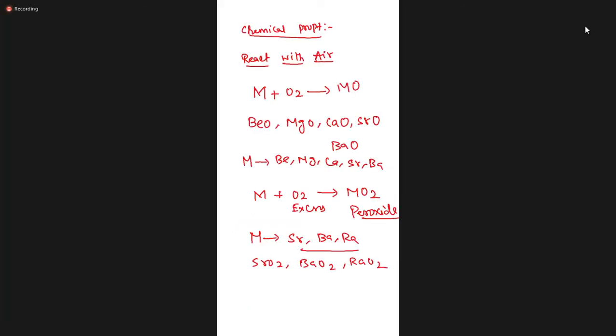What is the basic nature of oxides? Definitely they can ask. Basic nature of oxide increases down the group. BeO is less basic than BaO. BeO is amphoteric oxide. Please note this point. And one more point, BeO is covalent.